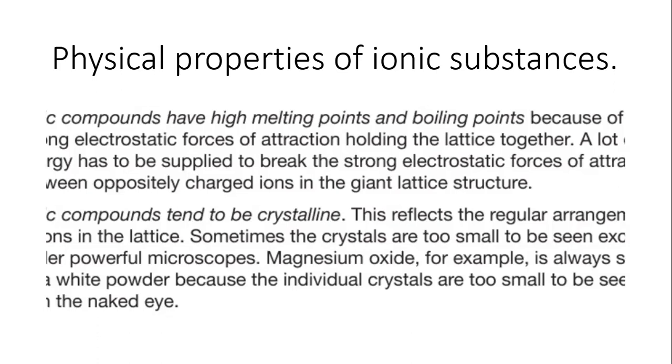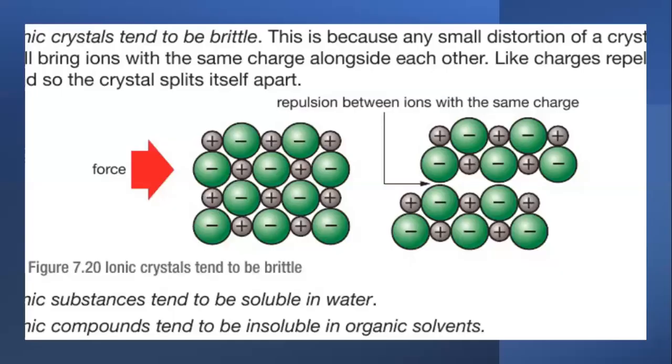Ionic compounds are crystalline. I don't need to explain, we already know that they are crystalline. Why? Because all of the ions are arranged in an orderly manner. All of them have a regular arrangement where they are fixed in their position. And so another property of ionic compounds is that they tend to be brittle.